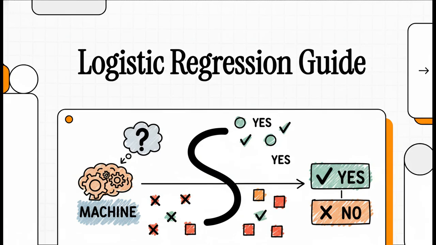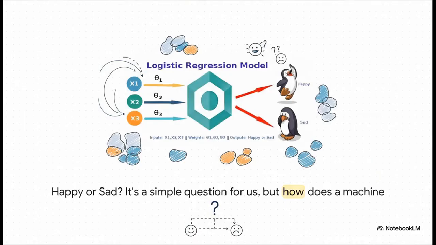You ever wonder how your email just knows what's spam? Or how a website decides what movie you should watch next? Well, a lot of that magic comes from a tool called Logistic Regression. Now, it sounds super technical, I know, but it's really all about teaching machines to make simple yes or no decisions. And by the end of this, you're going to see exactly how this one idea powers so much of the world around us. Okay, let's just dive right in.